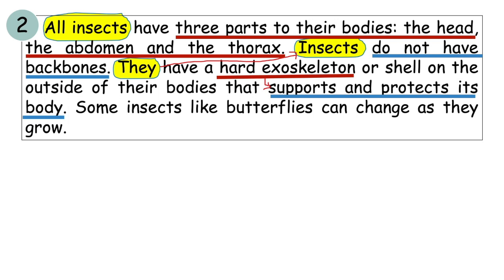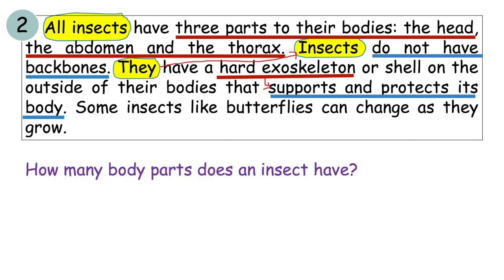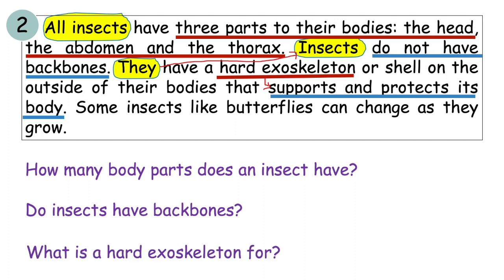Okay, let's go through a few questions to check if you have understood this paragraph. First question, how many body parts does an insect have? So the first sentence tells us that all insects have three body parts. Do insects have backbones? No, they do not. Insects do not have backbones. Lastly, what is a hard exoskeleton for? We know that it is to support and protect the insects' bodies.